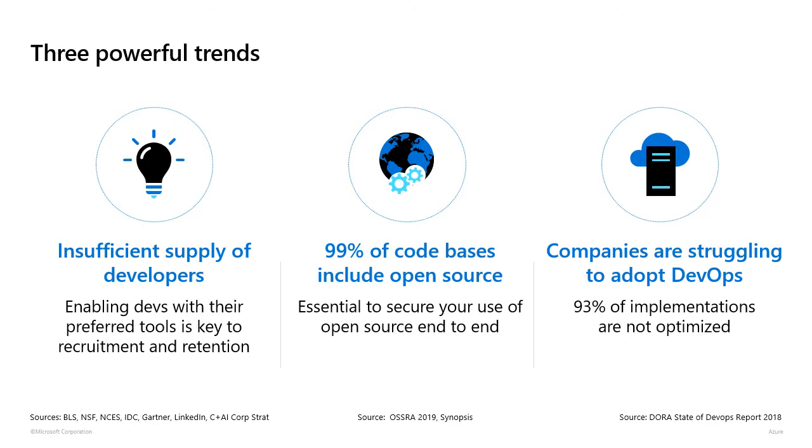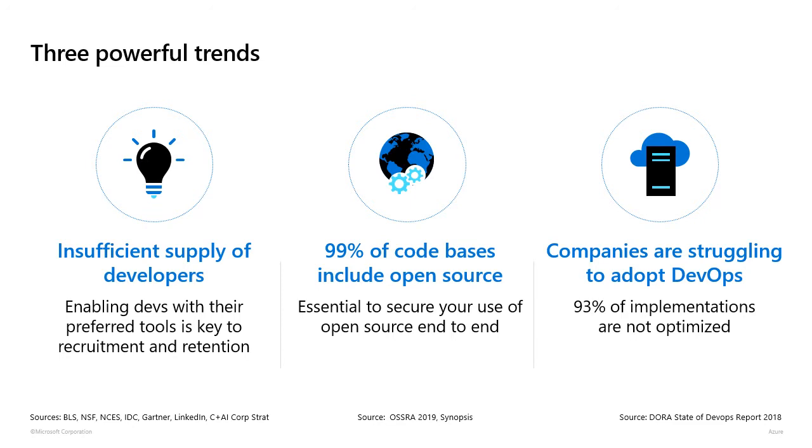There are three powerful trends that affect this new wave of digital transformation driven by our developers. First, one of the obvious things, there is an insufficient supply of developers. There's just simply not enough developers out there. And even if you have enough developers, the tool sets that they use are quite disparate. They have different preferred tools. You have one side of purely open source developers, and you've got developers who are purely into Visual Studio and the Microsoft stack, and you have people in between.